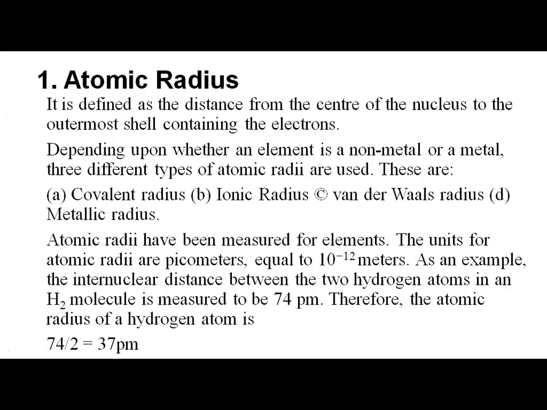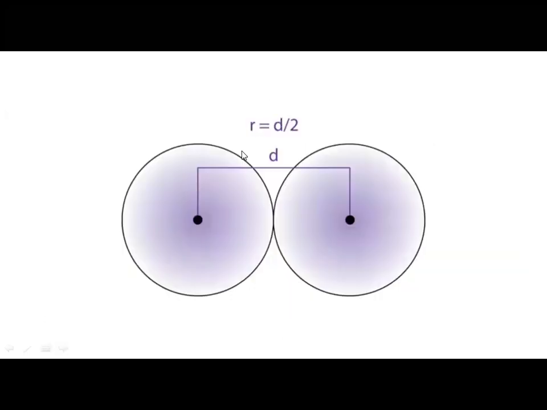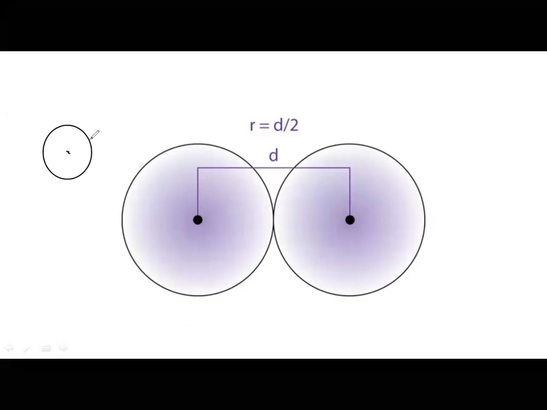So in the previous class we have discussed atomic radius. What is atomic radius? It is the distance from the center of the nucleus, when we consider a single atom, to the outermost shell where an electron is present. This distance we call atomic radius or atomic size.